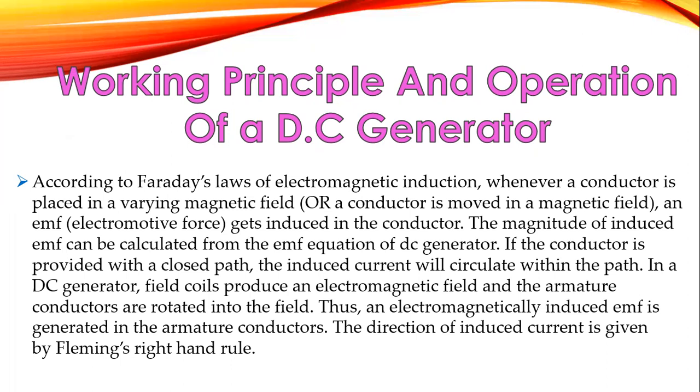In a DC generator, field coils produce an electromagnetic field, and the armature conductors are rotated in the field. Thus, an electromagnetically induced EMF is generated in the armature conductors. The direction of induced current is given by Fleming's right-hand rule.